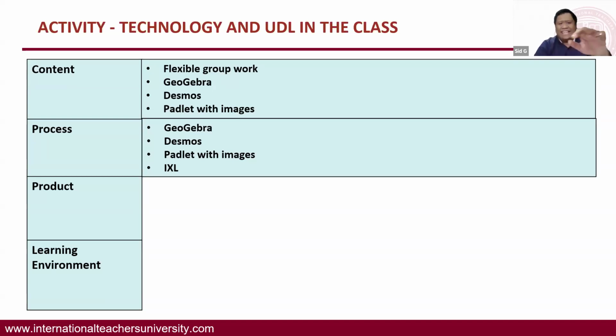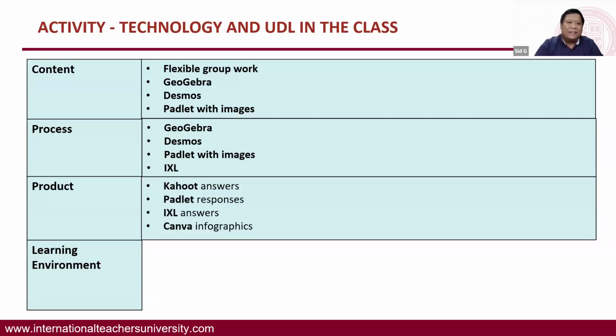Okay, the process, it's almost the same as the content. I will use the same exact thing. I will just add IXL at the bottom, because in IXL, I can give them worksheets. I can give them tasks based on their respective levels. And this product is exactly the same as multiple means of expression.